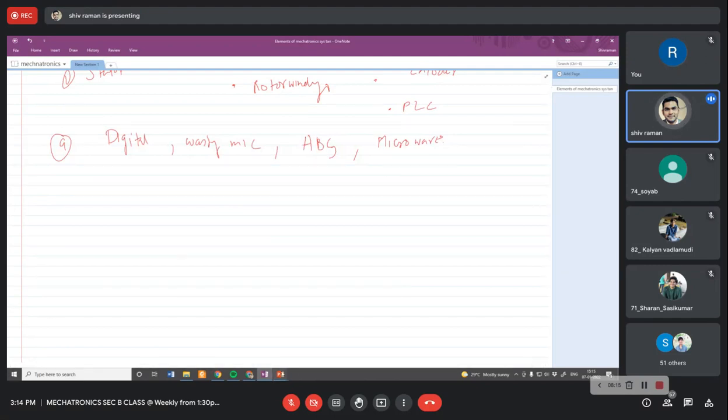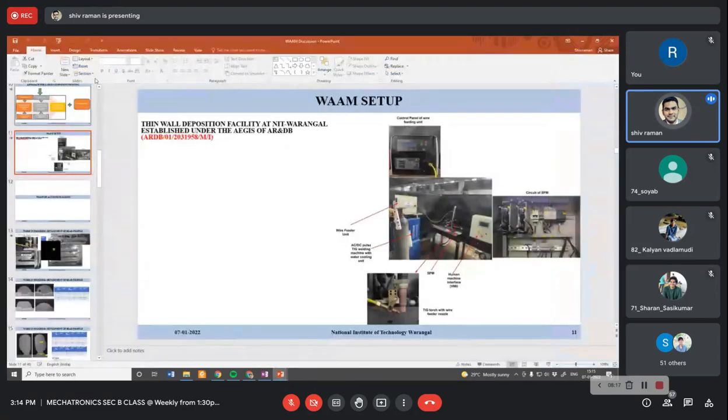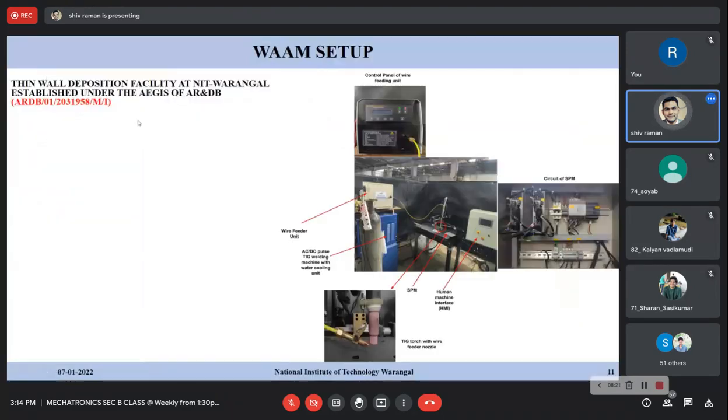So let me give you a brief overview. This is a system that we have developed for welding and AM purpose. If you see here, we have this block, and one block is here. Due to this color background, you are not able to see it.